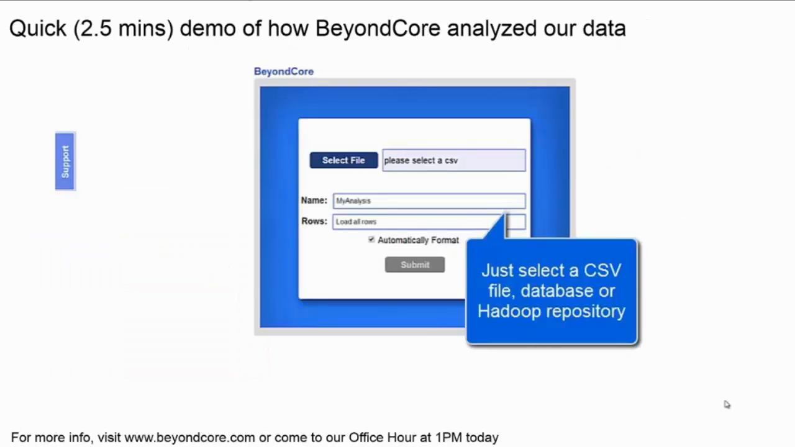So one of the things before I start, at BeyondCore we say simple is hard, we do simple. But one problem of making things simple is then people say, oh, that was trivial. I could have done that on an Excel spreadsheet, right? So you're going to see two things.